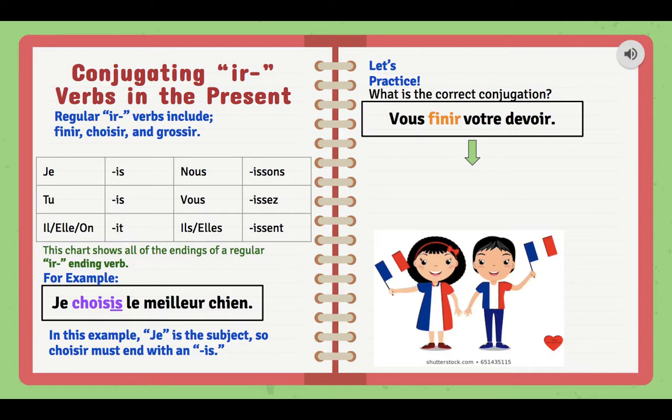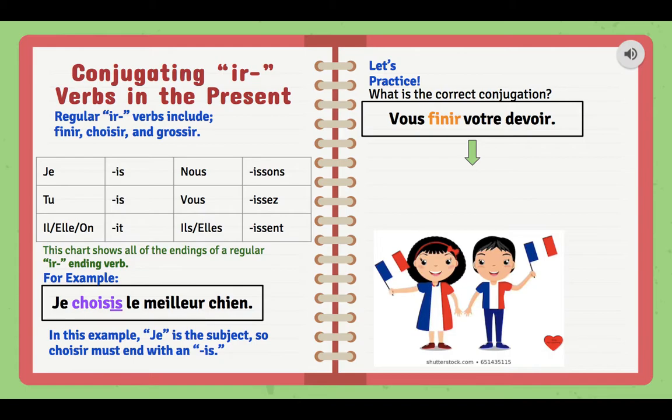Conjugating IR verbs in the present tense. Regular IR verbs include finir, choisir, and grossir. If the subject is je, the verb should end with is. If the subject is tu, the verb should also end with is. If the subject is il, elle, or on, the verb should end with it.